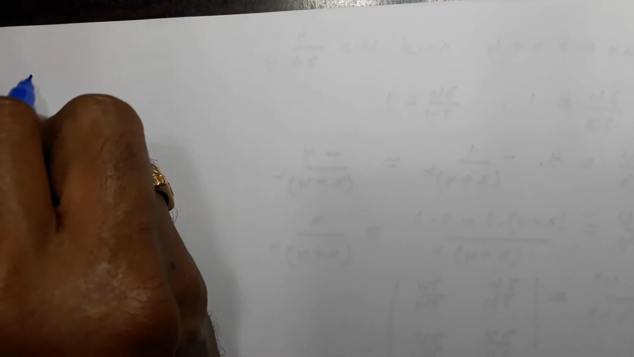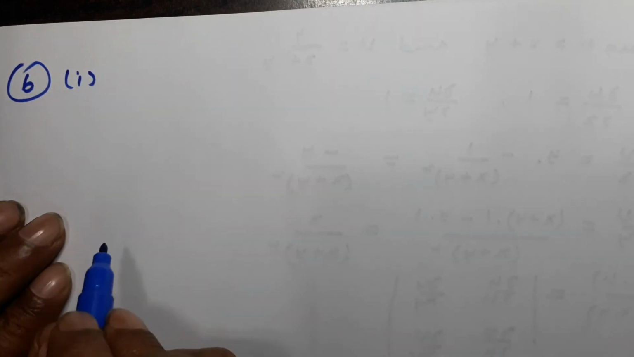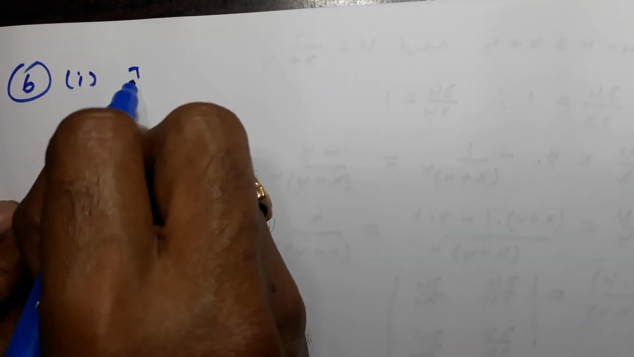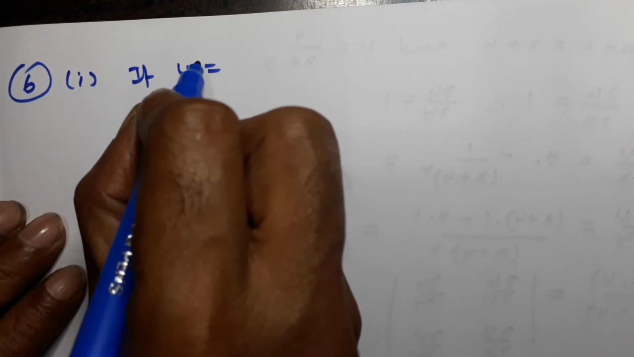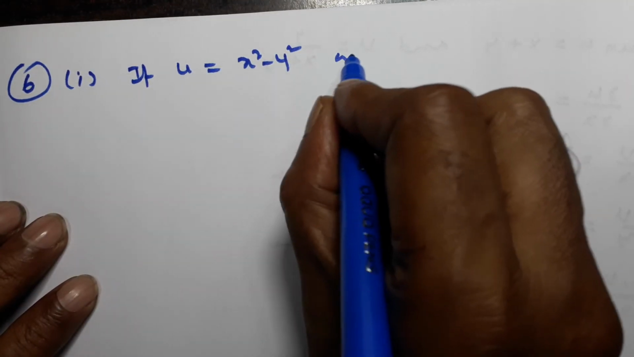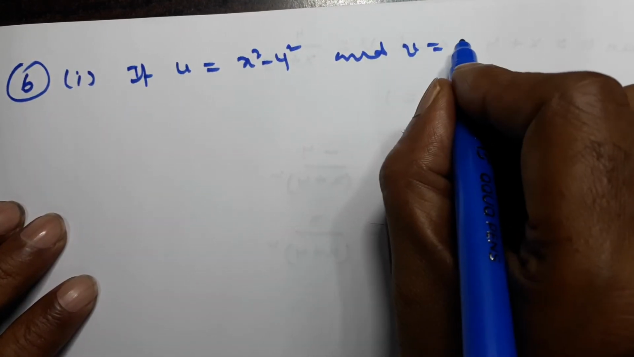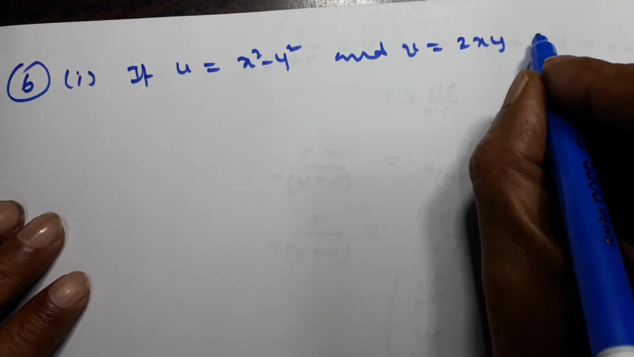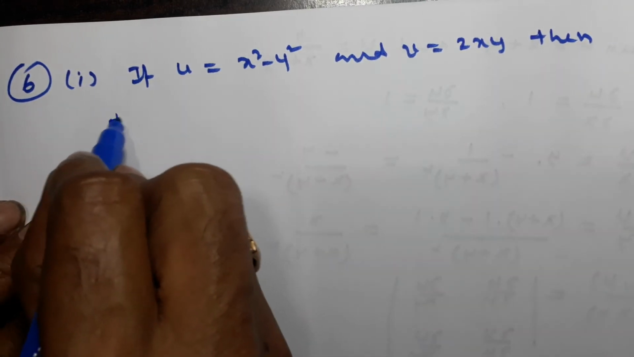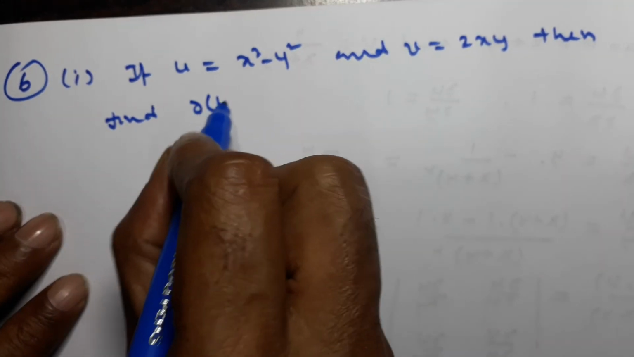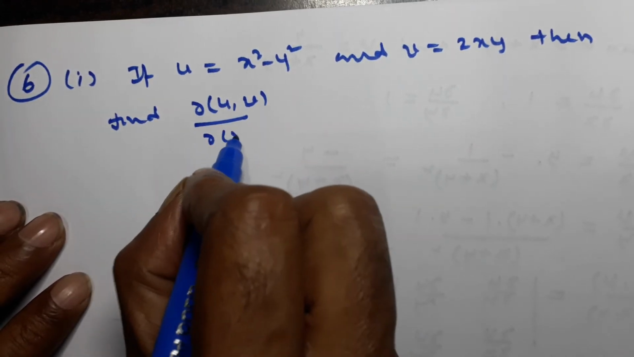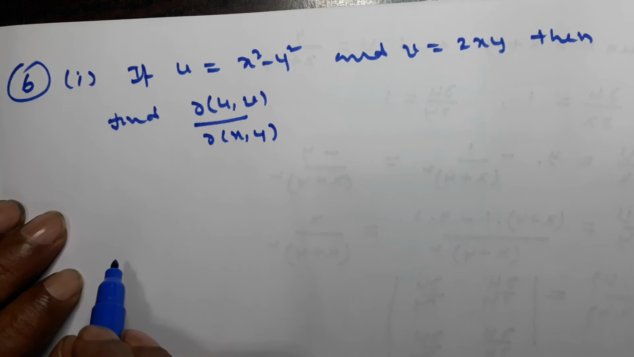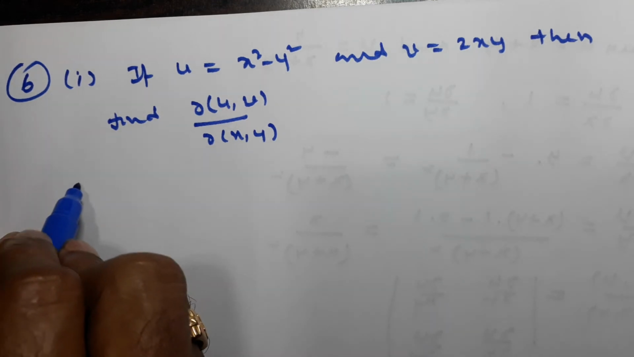Right, sixth problem. In the first problem, if u is equal to x square minus y square and v is equal to 2xy, then find dou of (u, v) divided by dou of (x, y).